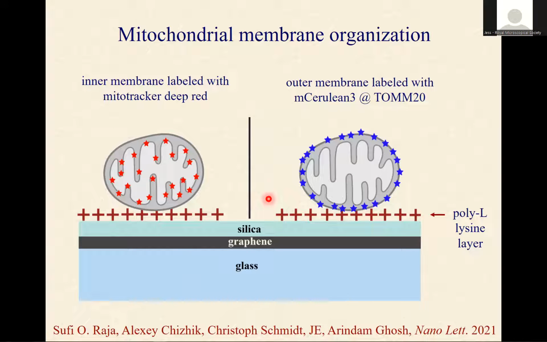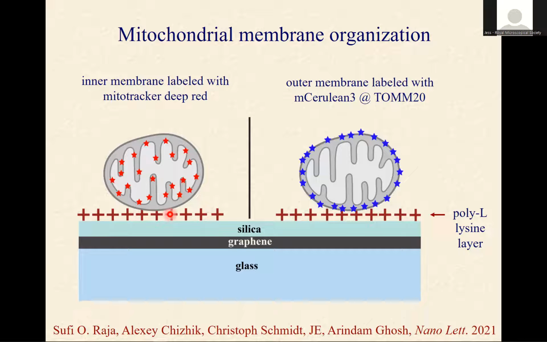Again, mitochondria, as you may know, have an outer membrane and an inner membrane. The inner membrane is very rugged, with a very rough and non-planar structure. So what we did is we labeled the outer and the inner membrane again with different dyes, and we put them on our graphene substrate.